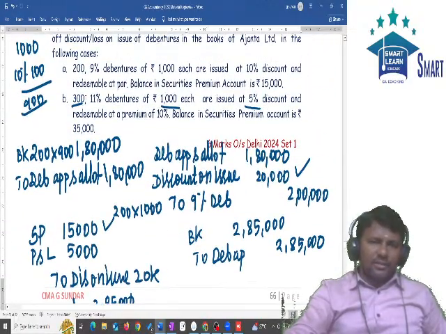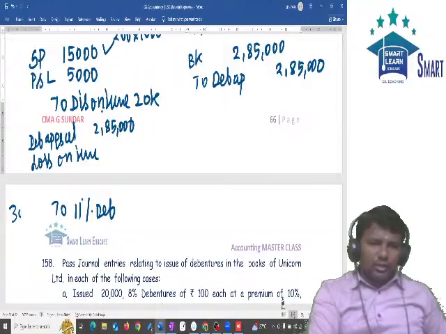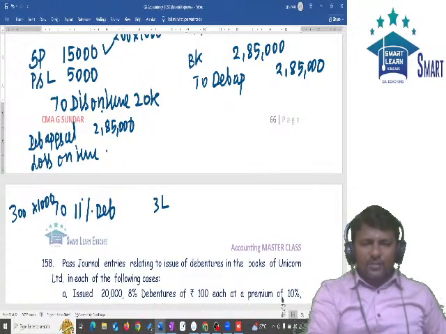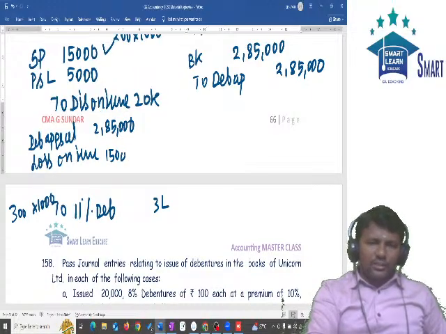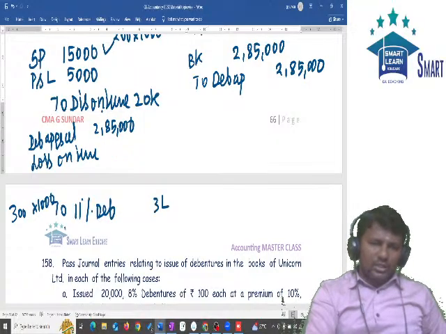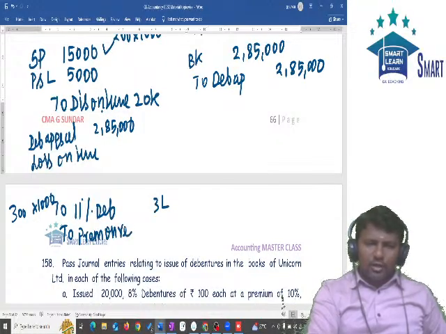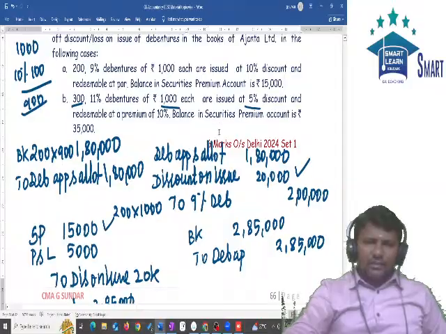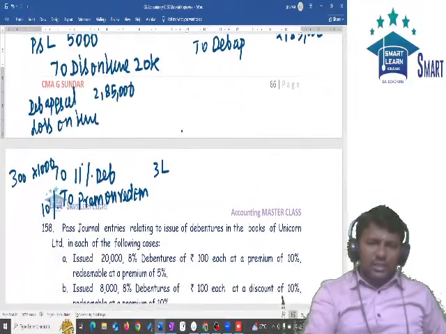In total, how many debentures do we have? 300 debentures. 300 debentures into 1000 rupees face value. 300 into 1000 will give you 3 lakhs. 3 lakhs is the total. In that, 5% comes to 15,000. So 15,000 should be debited. Also there is a premium on redemption, so that amount also is to be debited. What is the amount of premium on redemption? To premium on redemption of debenture. How much amount? What percentage? 10%. So 3 lakh, 10%. 3 lakh at 10% comes to how much amount?